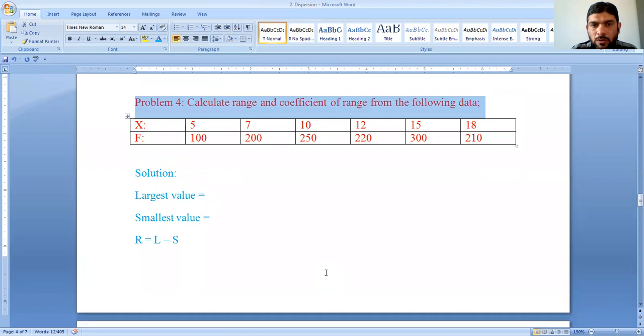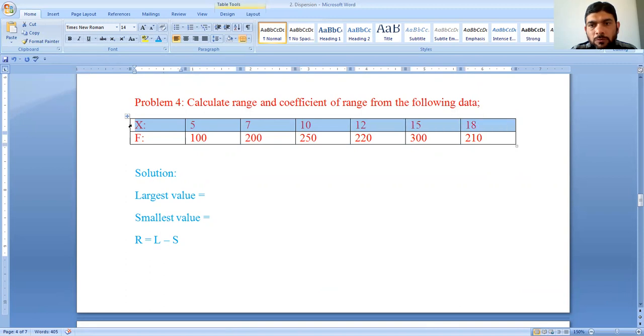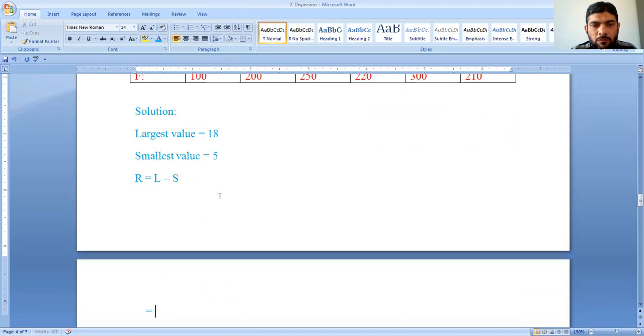We have to find out the range and coefficient of range from the following data, that is x. We have x with uneven class intervals, with uneven differences between the x values, and we have frequency for each value. Whatever the difference, it does not matter. We have to take the largest value and the smallest value from x. The largest value of x is 18 and the smallest value is 5.